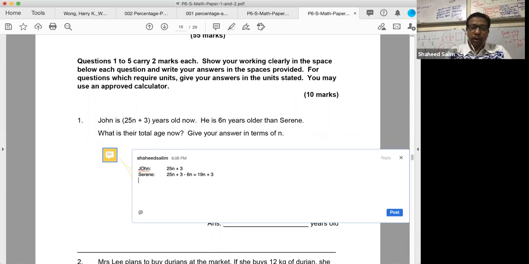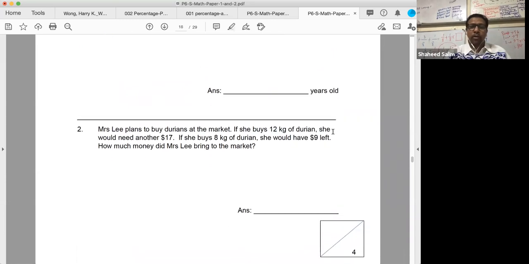Then you have to add together John and Serene. You get 25N plus 3 plus 19N plus 3. So you get 25 plus 19 equals 44N plus 6. And this is the years. So I hope this is okay. We try the next one.